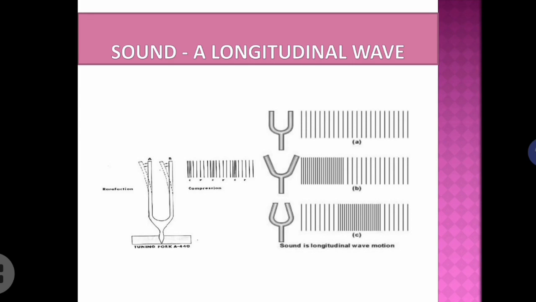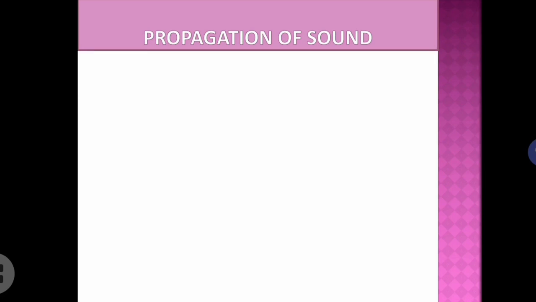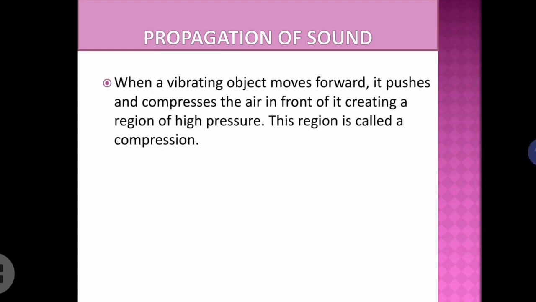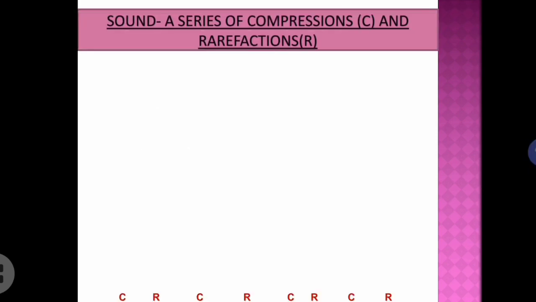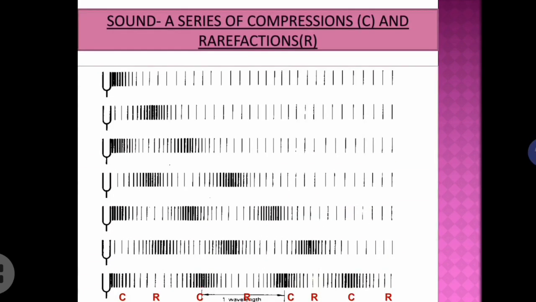So I hope it is clear to all. That means sound, when it is propagating through a medium, is creating a series of compressions and rarefactions. Next, as I told, compression and the region of low pressure is called rarefaction. Again, here is one more figure explaining how compressions and rarefactions are created as the sound is propagating through the medium.